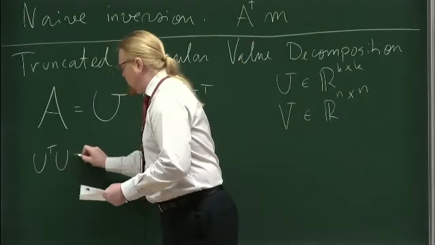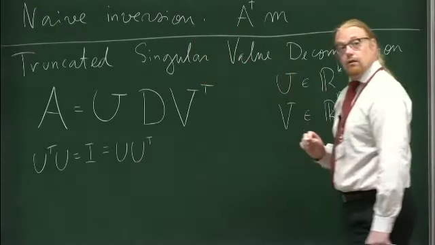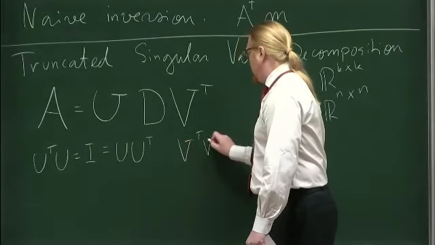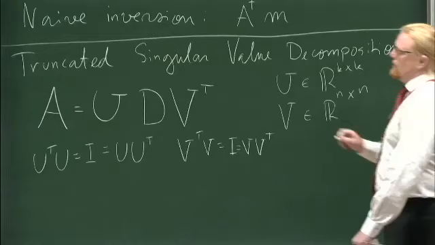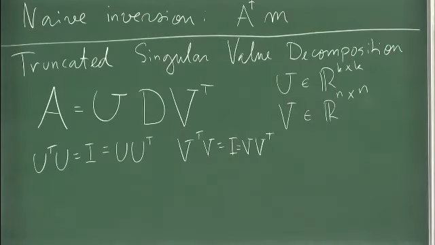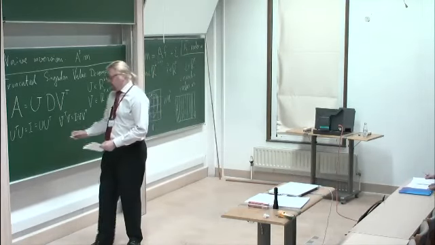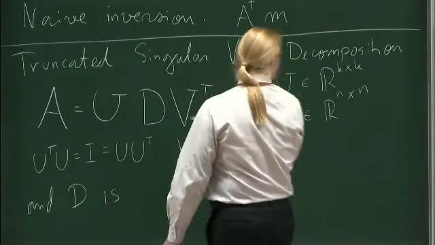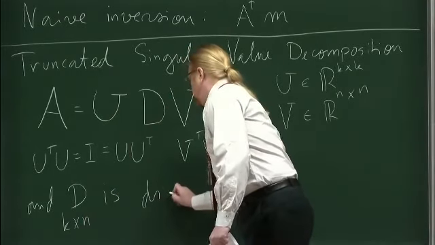U transpose times U is the identity matrix, and also the other way around. So the inverse is given by the transpose. It's an orthogonal matrix, and the same goes with this V guy. So there's such a property. So it's just a coordinate transformation, orthogonal coordinate, kind of a rotation. And the D matrix, which has the same size as A, K times N, is diagonal.